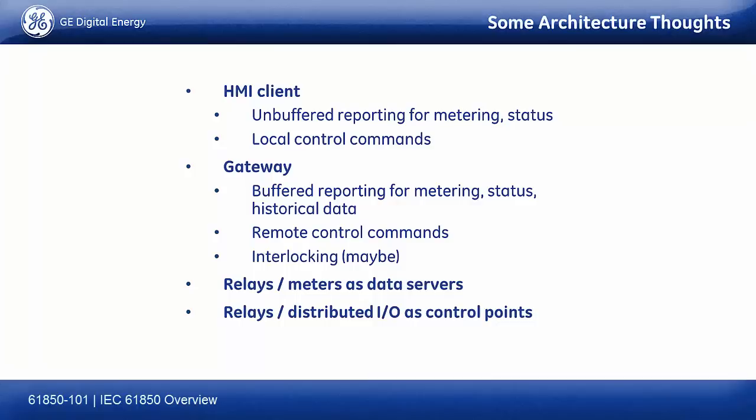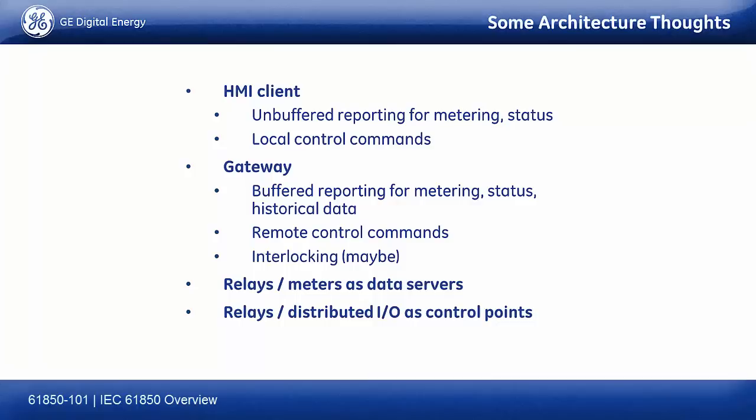Then it's going to be the source of local control commands. I'm going to open and close a breaker, or open and close a disconnect switch, and so on. Maybe some logic interlocking, right? A gateway might do that. Then we'll do buffer reporting for metering, status, and historical data, so I can send it to a historian, so I can send the data upstream to my DMS or EMS system. It'll be the source of remote control commands for my system operators and so on in client-server, right?